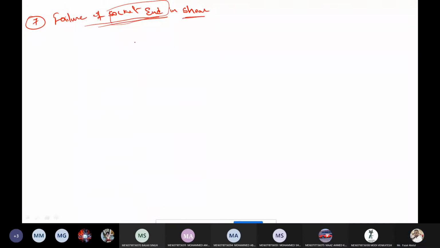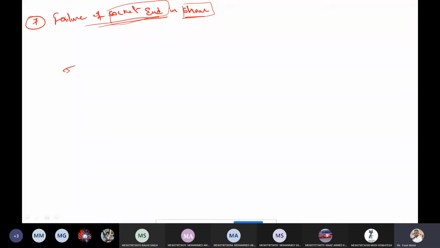The seventh one: failure of socket end in shear. It means the socket end is going to fail in shear. So based on the failure criteria, we are selecting the equation.